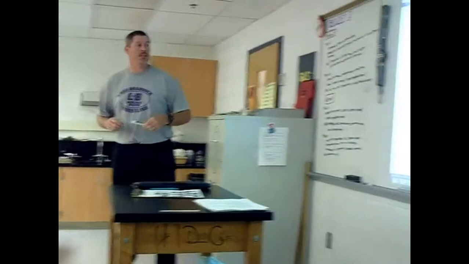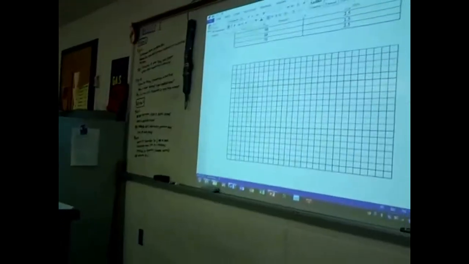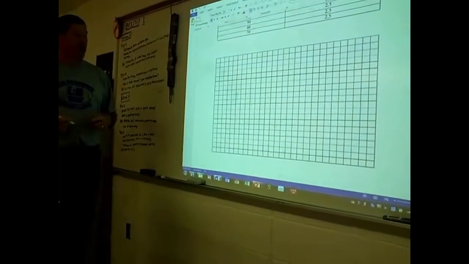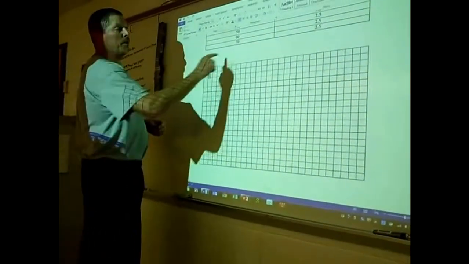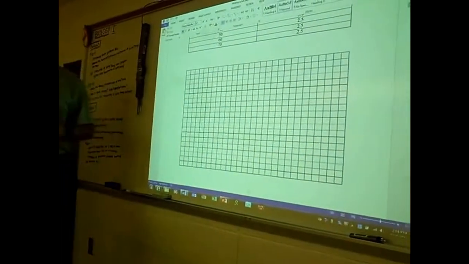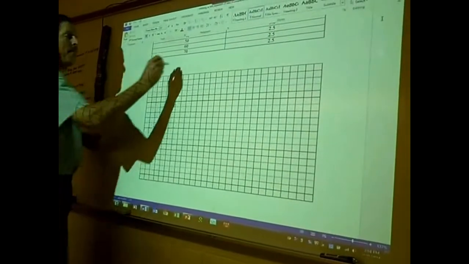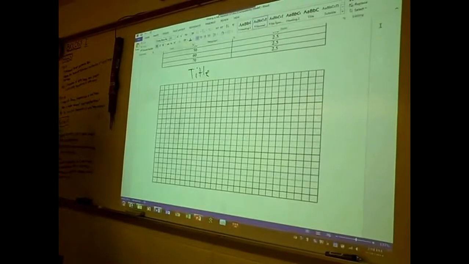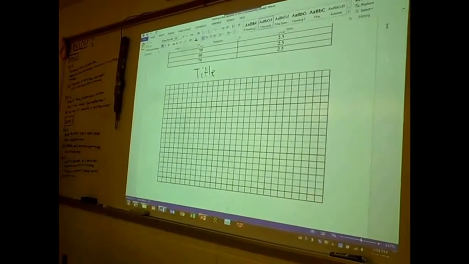But a couple common mistakes as I was going through, and I usually marked on there what the issue was if you had it on your graph. Number one, what do we always put up here? Title, right? Some of you had title written there, but you didn't put anything in it. Mr. Moran told you to write title, so you wrote that, but you just didn't fill it in.